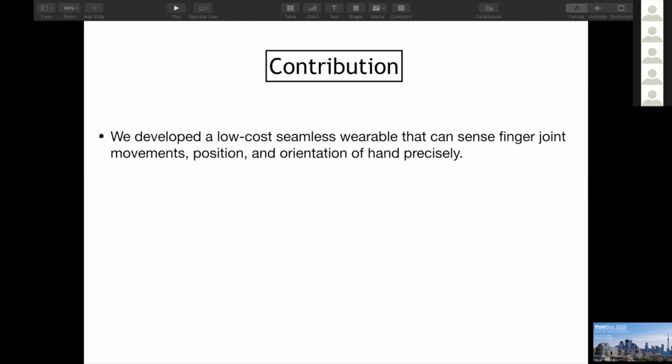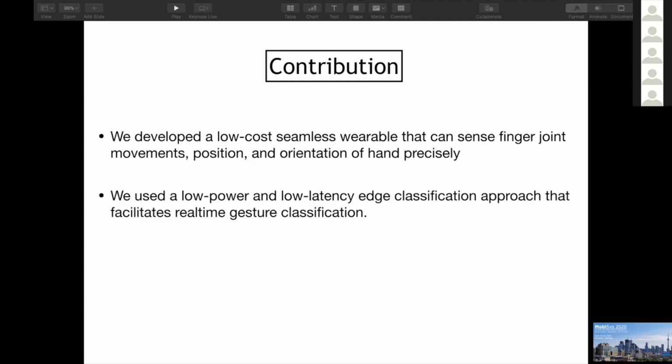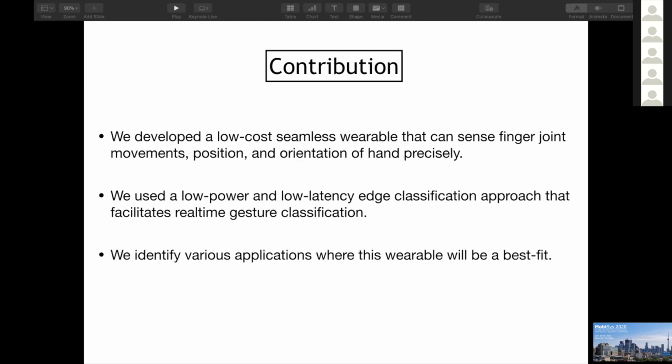For the contribution, we developed a low-cost seamless wearable that can sense finger joint movements, position, and orientation of the hand precisely. We have used a low power, low latency edge classification approach that facilitates real-time gesture classification. We identify various applications where this wearable will be a best fit, for example the cricket bowling analysis I told you about, and also we can use the system in bikers analysis, basically braking and accelerating patterns.